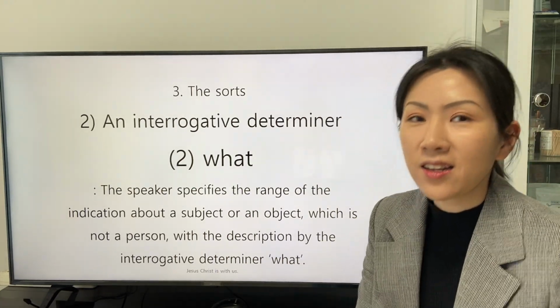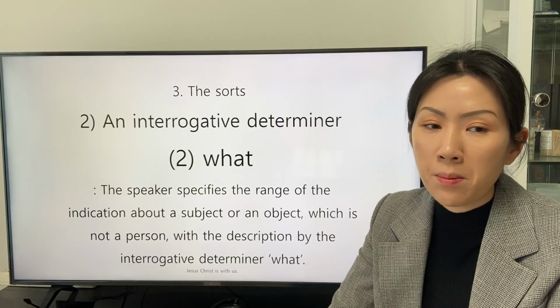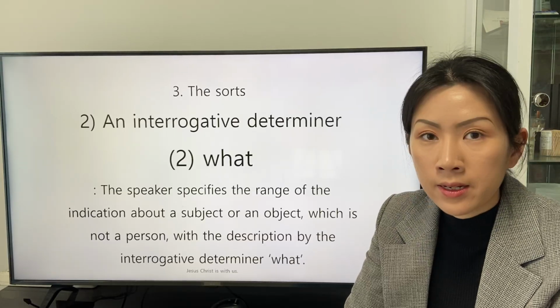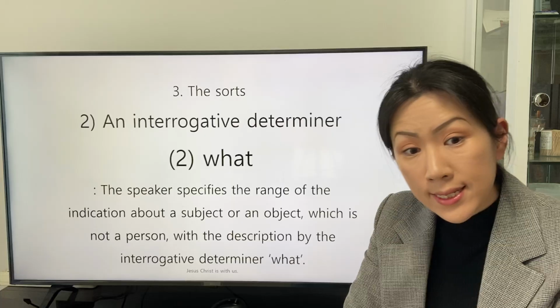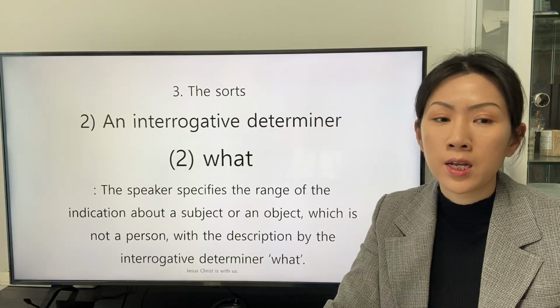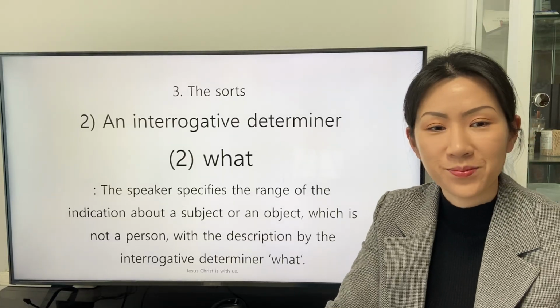Good morning! In today's class, we will continue to study the interrogative determiner. And we will study the interrogative determiner what. That is the second sort of the interrogative determiner.